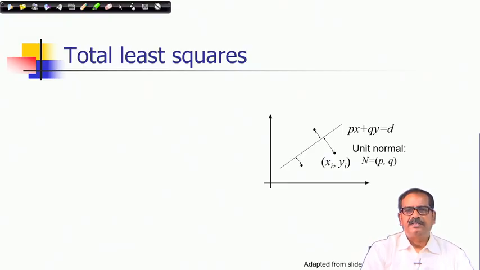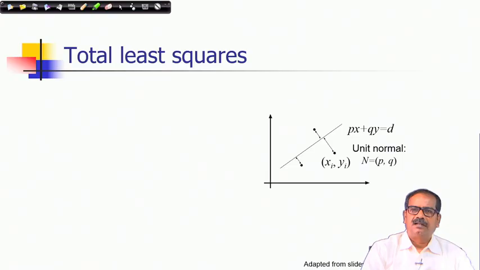Now, in this particular diagram, it has been shown what kind of error measurement we are considering here. Instead of vertical deviation, we are considering the deviation of the point from the line itself. So, deviation means the perpendicular distance between the point and the line. So, those are the deviations, and the sum of squares of those deviations defines the error. We assume here the line is given in this form, say p x plus q y equals d.